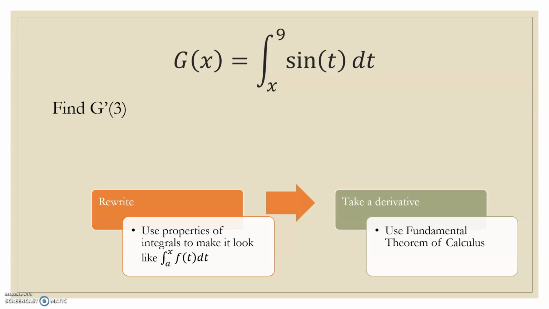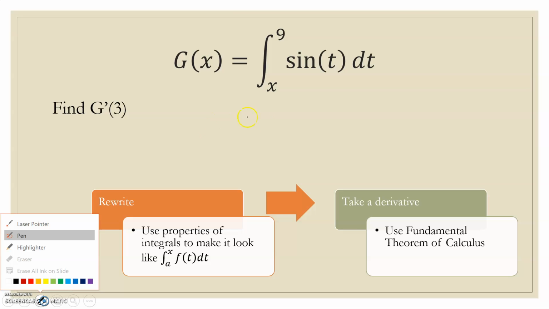Well, we're used to the fundamental theorem of calculus, which has the constant as the lower limit of integration and the variable as the upper limit of integration. And so this one is sort of backwards from the way we're used to looking at it. So in order to make it look like something we can use the fundamental theorem of calculus on, we need to switch the limits of integration around. Well, we can do that.